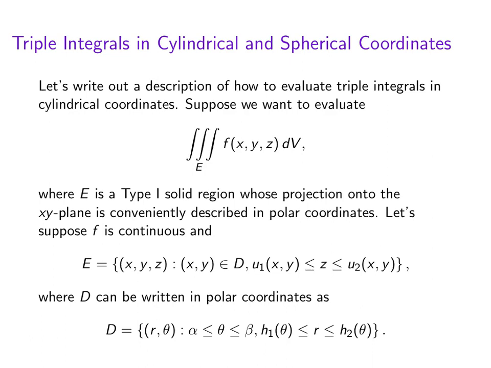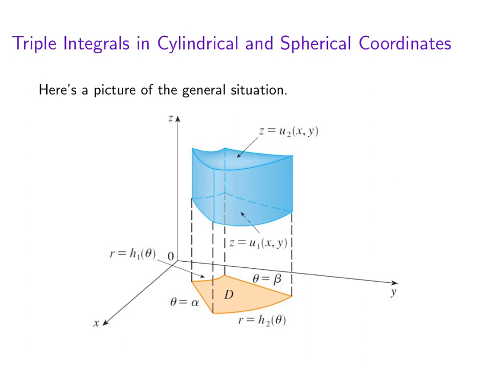And so D, being conveniently described in polar coordinates, we'll say that D can be expressed as the points r, theta, where theta goes between some angle bounds alpha and beta, and r lies between two polar curves, h1 theta and h2 theta. So this is the convenient description of D in polar coordinates. Keep in mind that D is the projection of E into the xy plane. So this is what I would describe as the general situation.